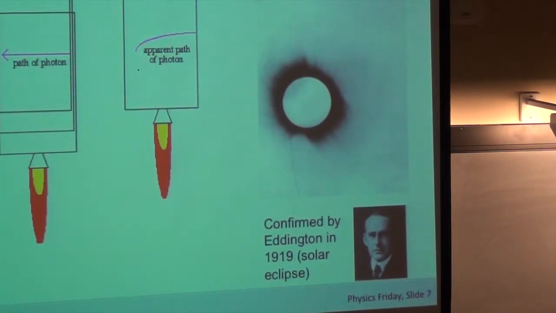That this is really the first example, and now this looks like a not very interesting example because we have all of these beautiful gravitational lensing examples from the Hubble Space Telescope.